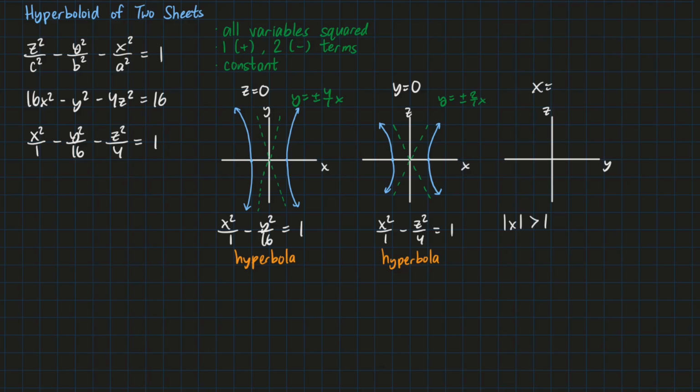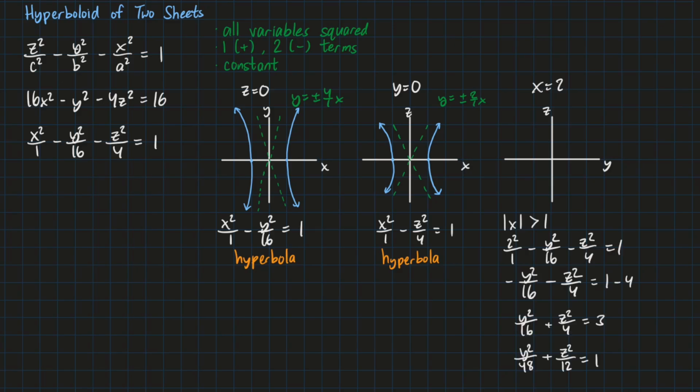So let's say we want to plug in 2 for x. We have the equation 2 squared over 1 minus y squared over 16 minus z squared over 4 equals 1. Rearranging some terms and simplifying the equation, we have y squared over 48 plus z squared over 12 equals 1 when x equals 2. So this is an equation of an ellipse. Cross sections of the surface parallel to the yz plane, if x is greater than the absolute value of 1, would give ellipses.